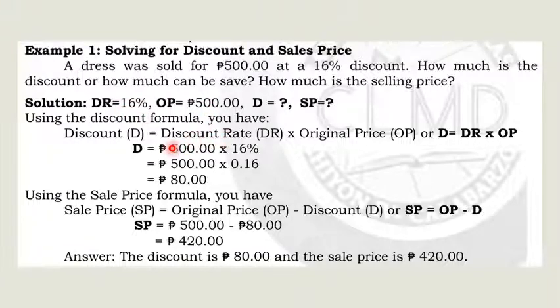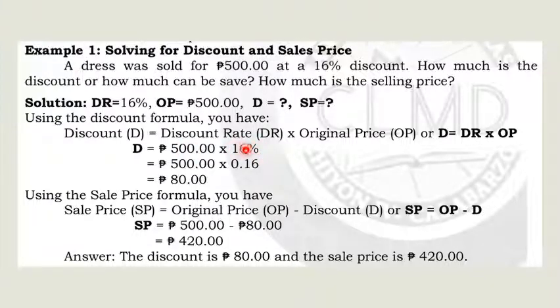So, we will multiply it. So, ano ba ang ating discount rate? 16%. Ano ang ating OP? 500 pesos. So, hindi natin pwedeng i-multiply ang 500 sa 16% kasi ito ay naka-percentage. And ito naman po ay may decimal. So, yan, nakita niyo 0.00 or ito yung ating whole number. So, paano natin siya gagawin?